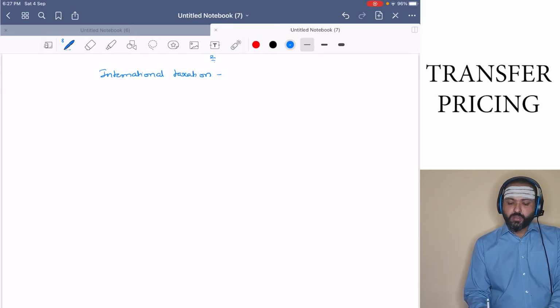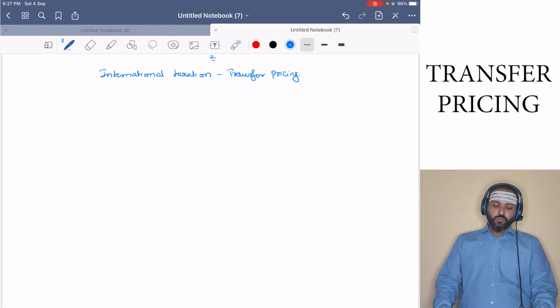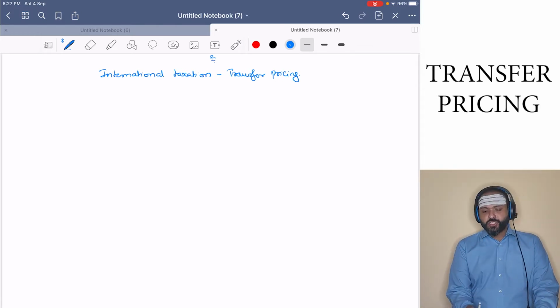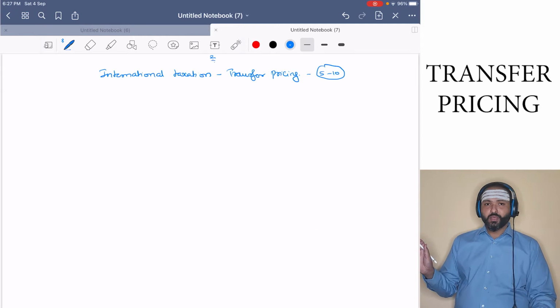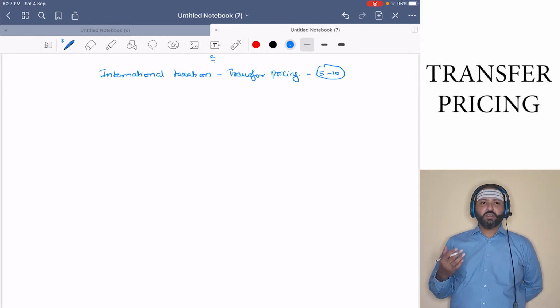And then the topic that we will be doing is transfer pricing. Now, this topic is generally tested for 5 to 10 marks. In every examination, you will have a question from this topic. You will definitely have a question from this topic, and also sometimes MCQs are tested from this topic.